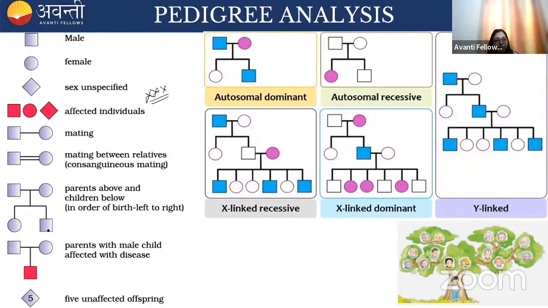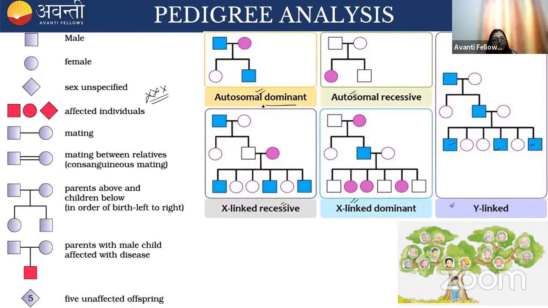The symbols and what these symbols represent, please remember this because it's important. They might give you the symbol and ask what it represents by giving you options. In pedigree analysis, you will study autosomal dominant, autosomal recessive, X-linked recessive, X-linked dominant, and Y-linked. In Y-linked, only males get affected because only males have the Y chromosome.